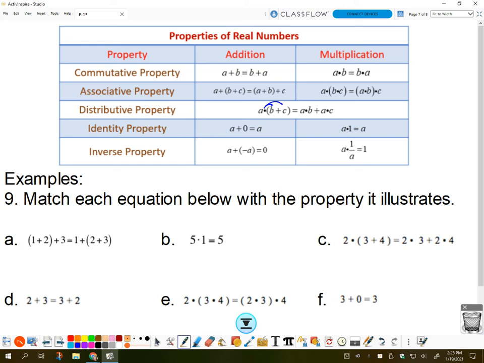The identity property is what do you do to get that thing back. So for addition, you're going to add 0. For multiplication, you're going to times 1. The inverse property is what do I add to get 0? What do I multiply by to get 1? So inverse property for addition, you're going to add the opposite. For multiplication, you're going to multiply by the reciprocal.